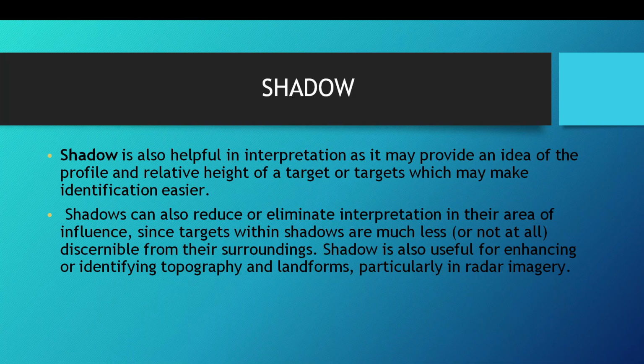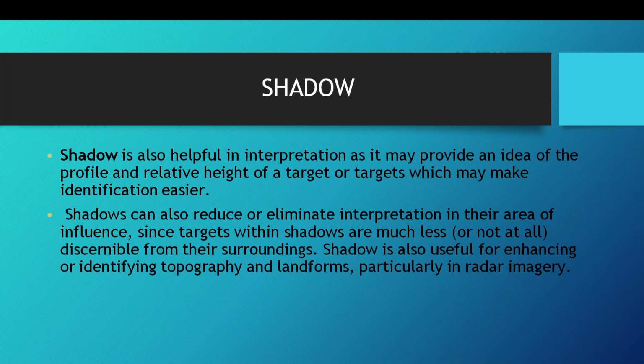Then the role of shadows in image interpretation. Shadows can be useful because they provide clues about the profile and relative height of objects, making identification easier. For example, tall structures cast longer shadows, giving us insight into their height and shape. On the downside, shadows can also obscure detail, making objects within them hard to detect or interpret.